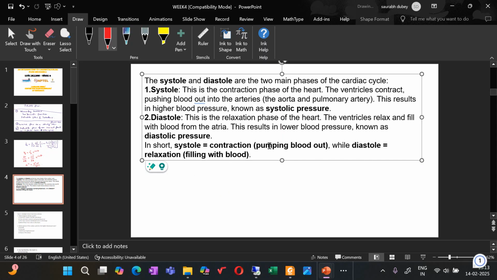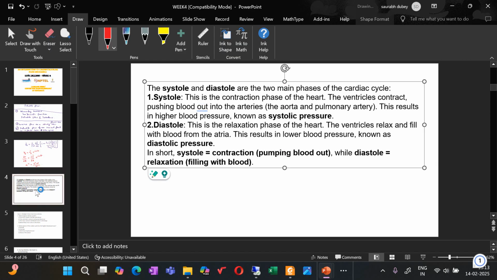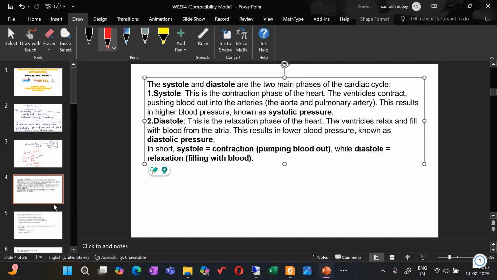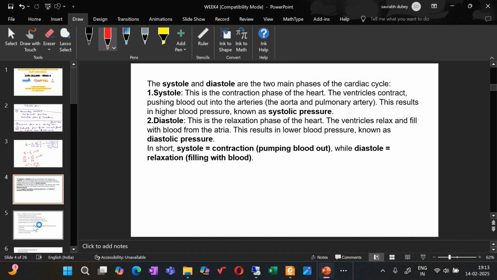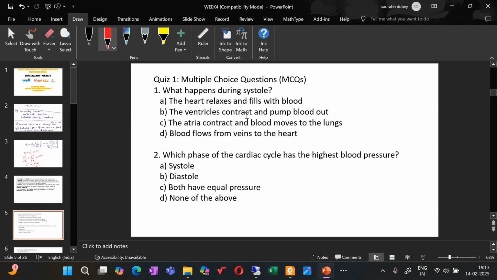Before going into that, I will be giving you 30 seconds. You solve the question, put your answer in the comment, and then we will be discussing, right? So the first question is, what happens during systole? The options are: the heart relaxes and fills with blood; the ventricles contract and pump blood out; the atria contract and blood moves to the lungs; and the last is, blood flows from the vein to the heart.